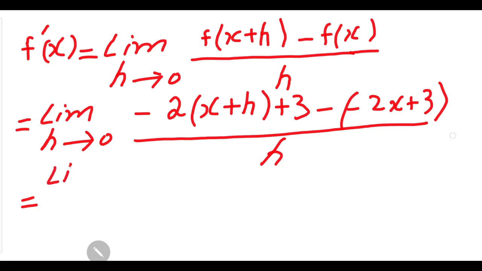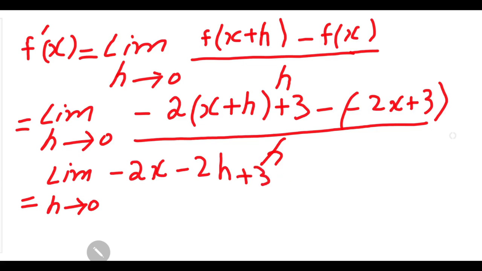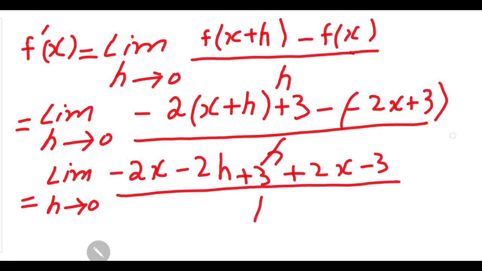Now, h approaches 0. So I'm going to simplify here now. Negative 2, I'm going to multiply inside, becomes negative 2x. Positive and negative becomes negative 2h plus 3. Negative becomes positive 2x. Negative 3 over h. Now I'm going to simplify further. Negative and positive cancel. Positive and negative cancel. So we only got negative 2h over h.